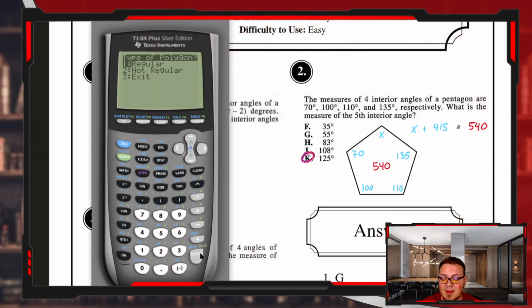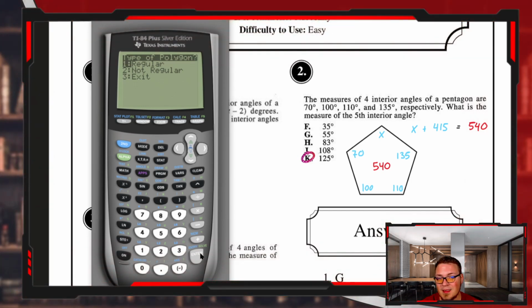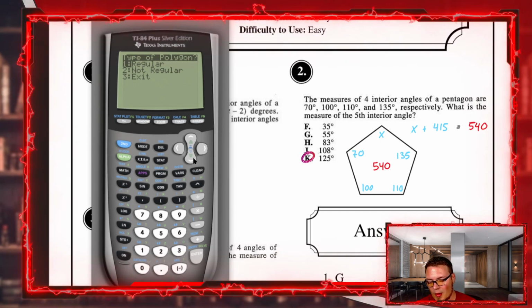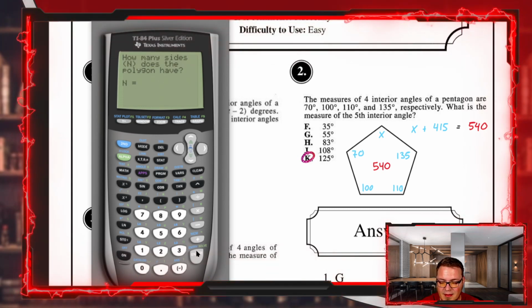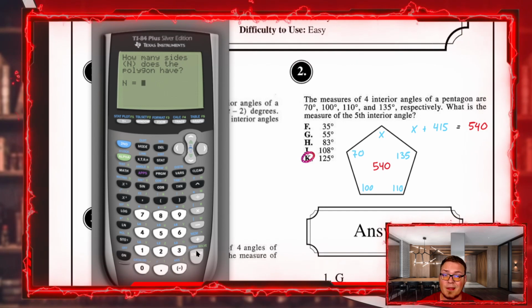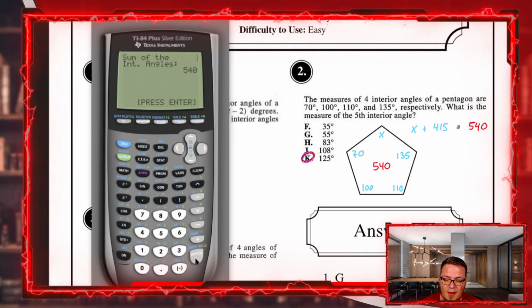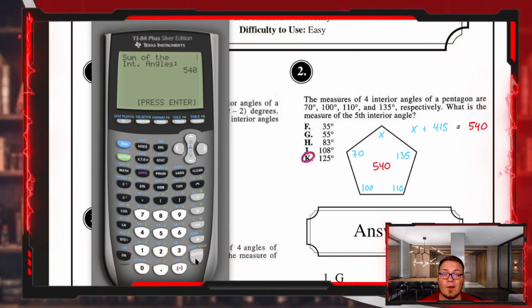And they're going to ask us, is this a regular polygon or a non-regular polygon? Now, for this example, it's a non-regular, so that's what I'm going to go ahead and select. And they're going to ask us, how many sides does the polygon have? Well, this is a pentagon, so that's 5 sides. If I press 5, they're going to tell us the sum of the interior angles is 540.